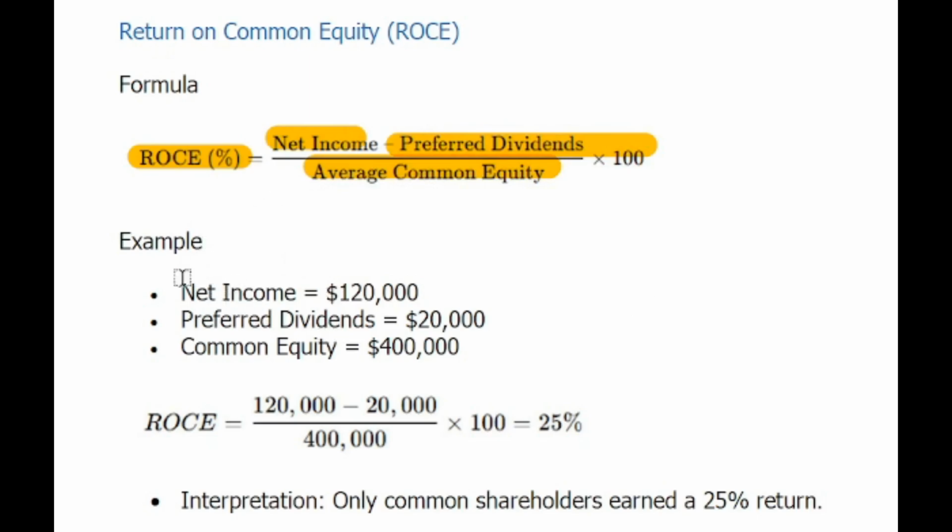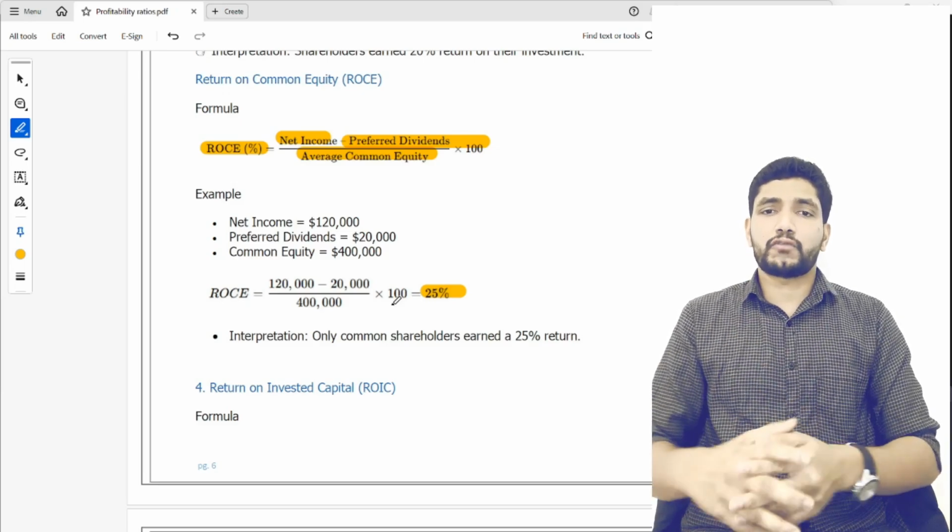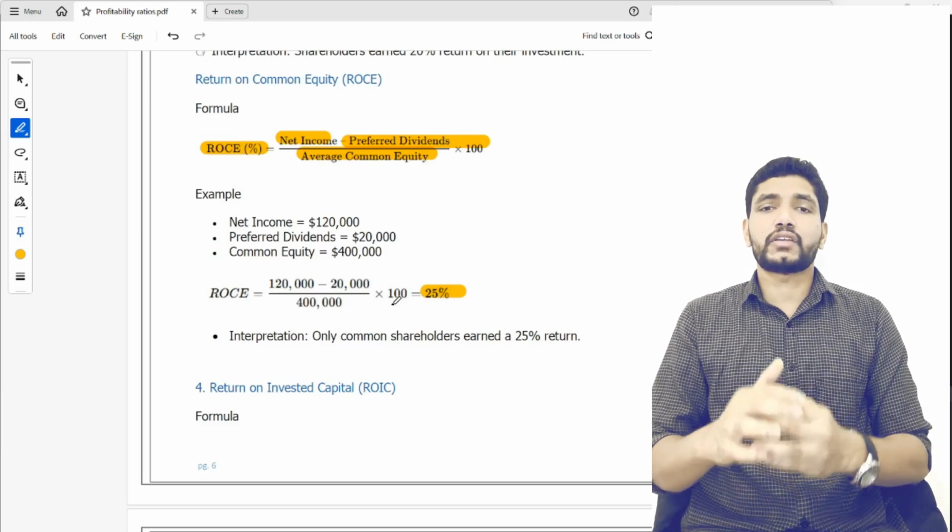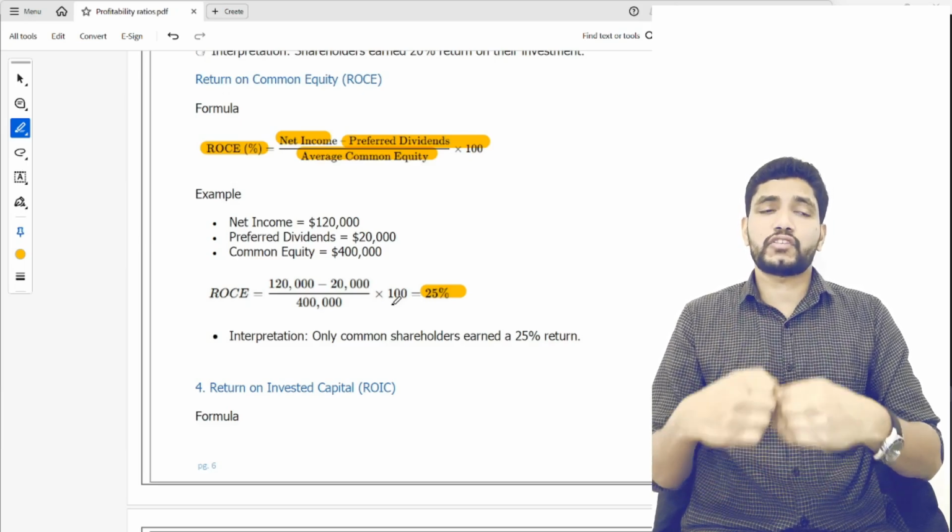In this example, net income is 120,000, preferred dividend is 20,000, and common equity is 400,000. So the return on common equity is 120,000 minus this preferred dividend, which we have to remove because we are considering only the return to common equity shareholders, divided by 400,000. That means 25%. So the interpretation is that the common equity shareholders are earning 25% return, or this company is earning 25% return on common shareholders' equity.